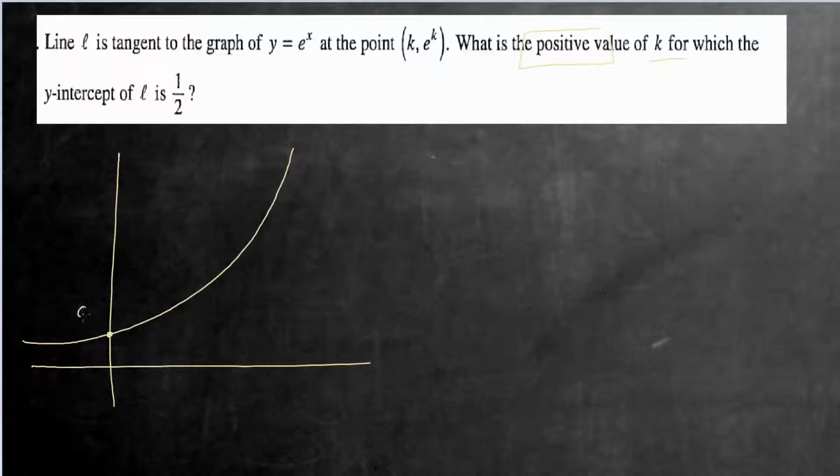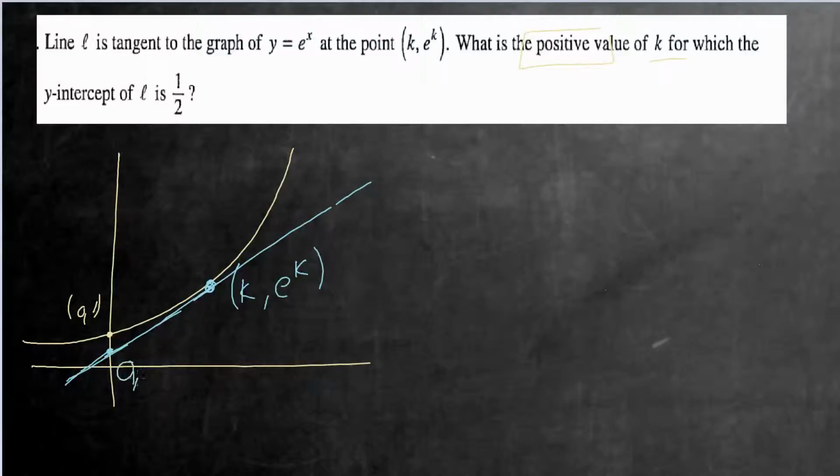We know this is 0, 1, and then 1/2 is somewhere down here. So we can sketch that in and say, in order for that to be tangent, it's got to look something like that. And they're tangent at the point k comma e to the k. And then we want to make sure we label this point 0, 1/2 right here.